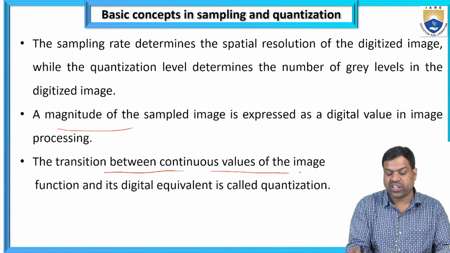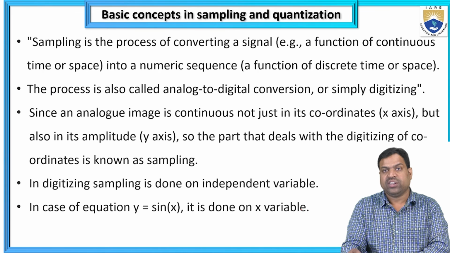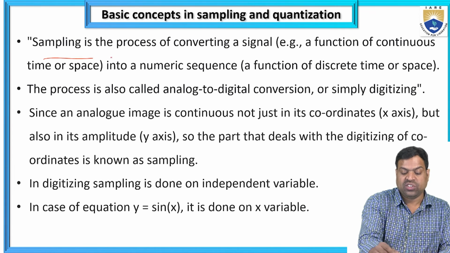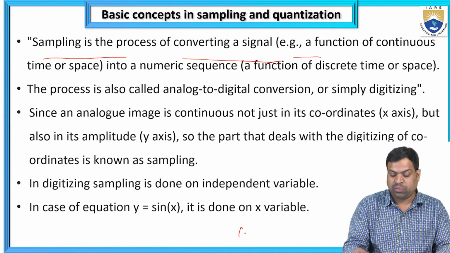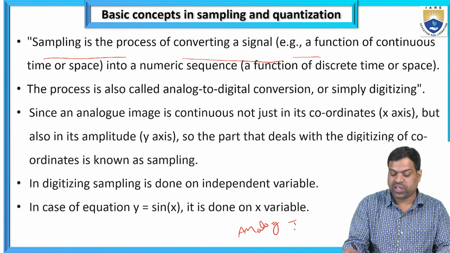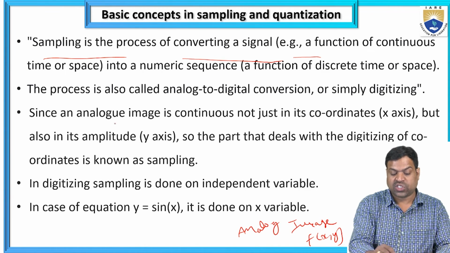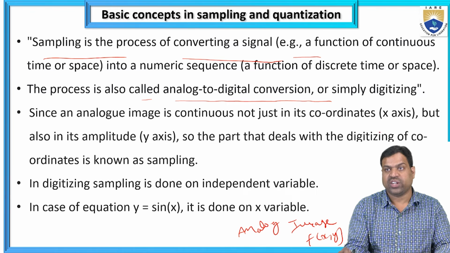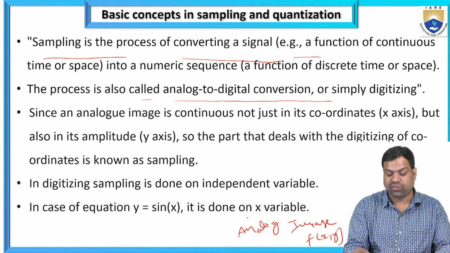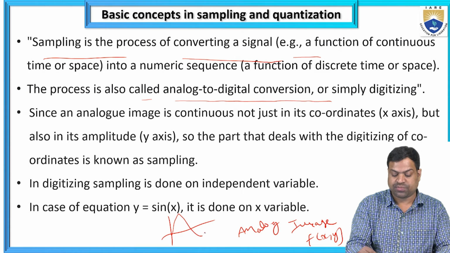The transition between continuous values of the image function and its digital equivalent is called quantization. And sampling is a process. What is the use of sampling? Sampling is a process of converting signals from one function to another. Mainly the input is the analog image, which I am taking as the sampling image, f(x,y). The pre-process is called analog to digital conversion, simply digitization, since an analog image is continuous, not just in its coordinates on the x-axis but also in the amplitude on the y-axis. So I am taking one waveform.